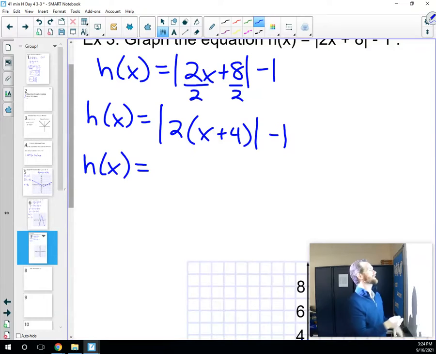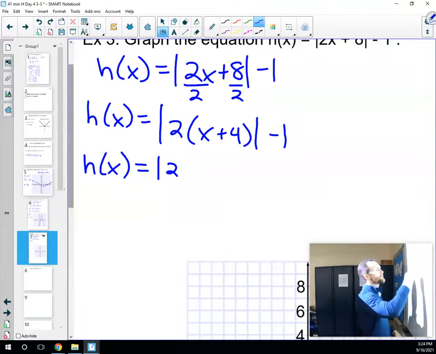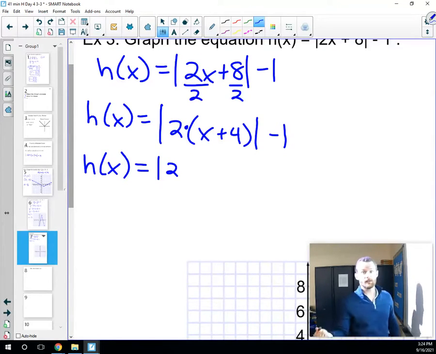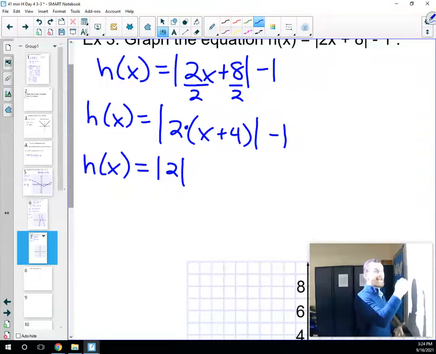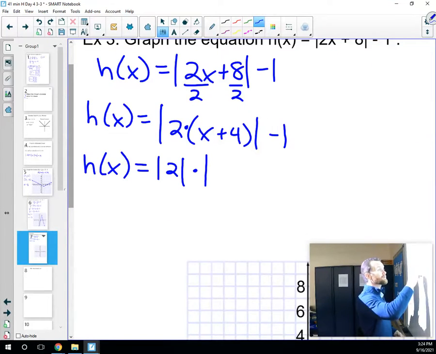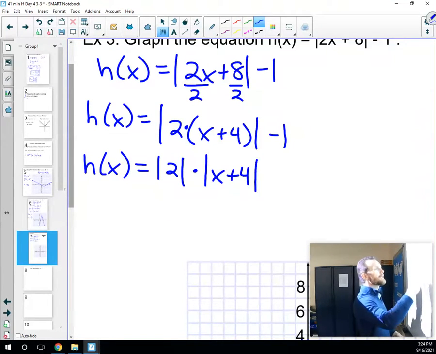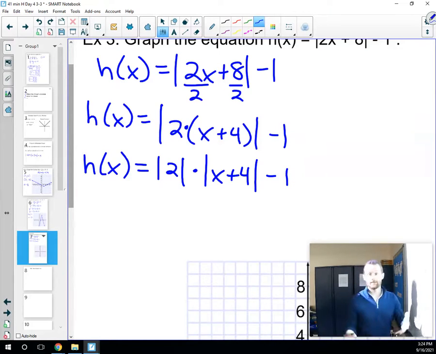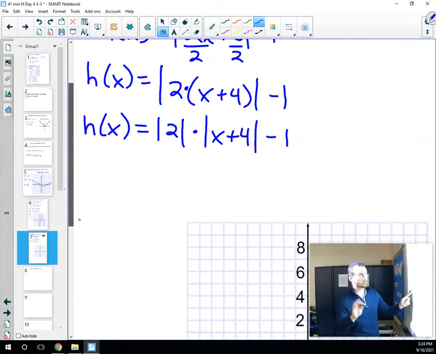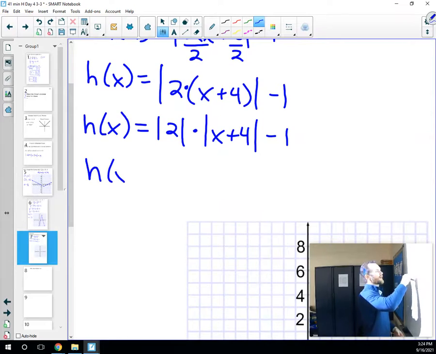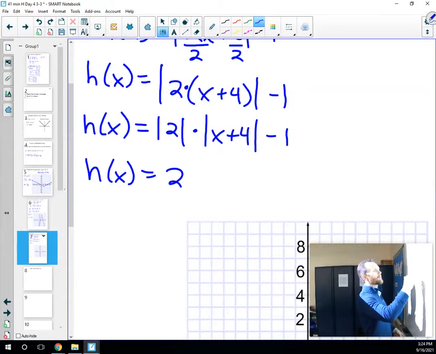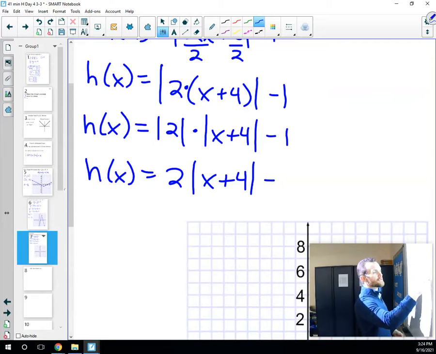Now I'm going to show all my work here. If you want to skip some of these steps, that's a good thing. I'm just showing my work. Since it's 2 times the binomial x plus 4, that's the absolute value of 2 times the absolute value of x plus 4. I can separate that into 2 separate absolute values, since it's multiplication. Then we get h of x equals absolute value of 2, that's just positive 2, and the absolute value of x plus 4 stays the same, minus 1.